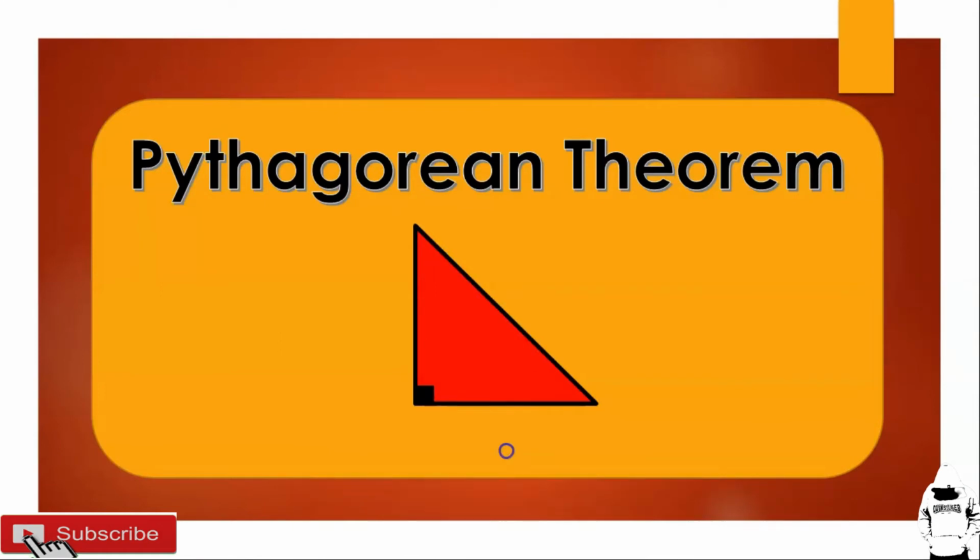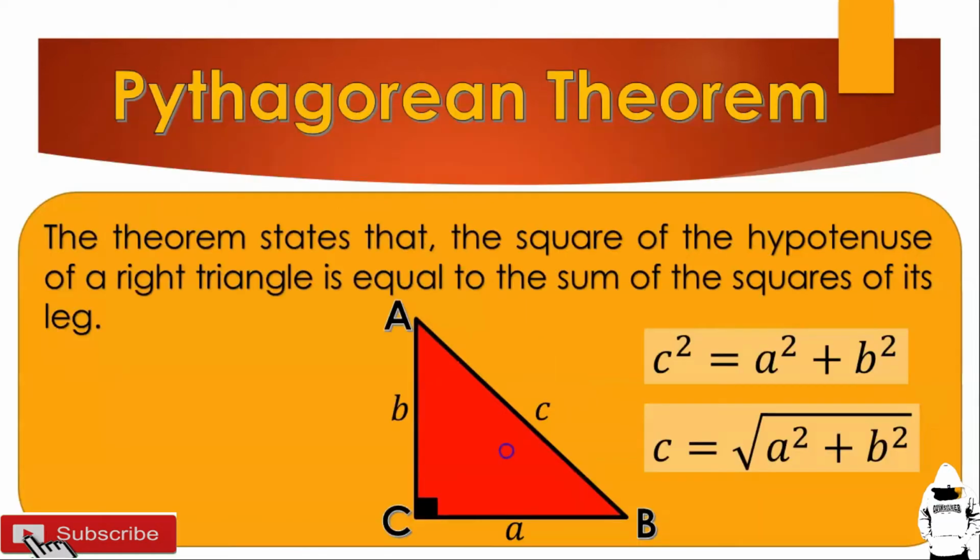So for today's video, ang pag-aaralan po natin ay Pythagorean Theorem. What is this Pythagorean Theorem? The theorem states that the square of the hypotenuse of a right triangle is equal to the sum of the squares of its legs. So if we are dealing with Pythagorean Theorem, it's all about right triangle.